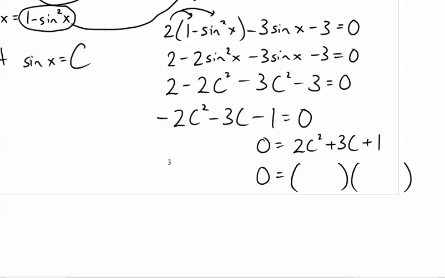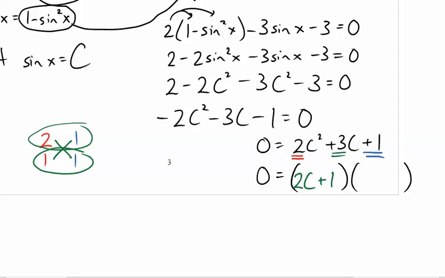Now I'm going to factor it using the Chinese method. So the Chinese method tells me find 2 numbers that multiply to 2. 2 times 1. Then find 2 numbers that multiply to 1. 1 times 1. And then when I go across, 2 times 1 plus 1 times 1 should equal the middle number. So then the first line is my first factor, and the second line is my second factor. So I get 2 possible answers. Either C is -1 or C is -1/2.